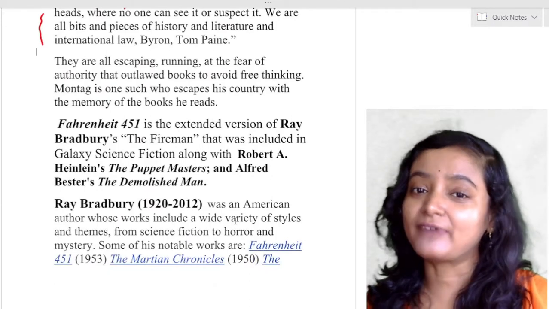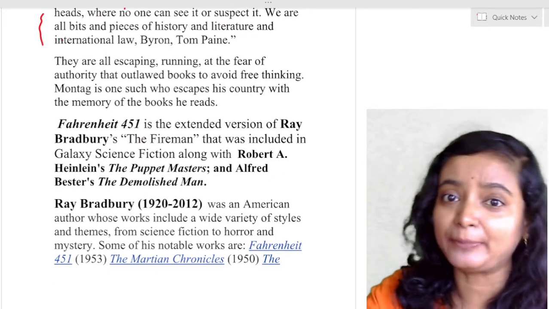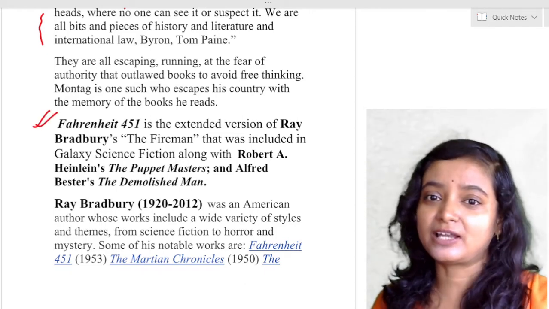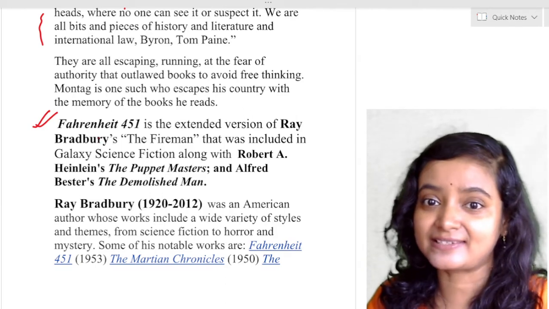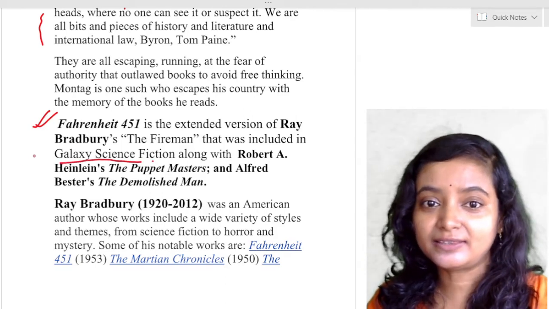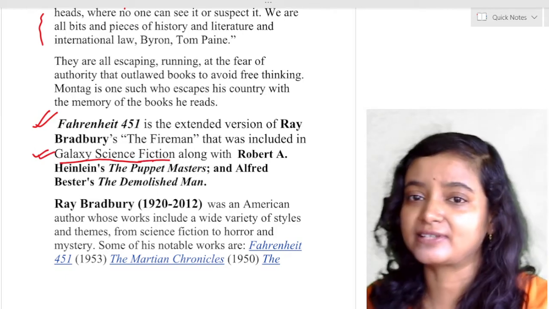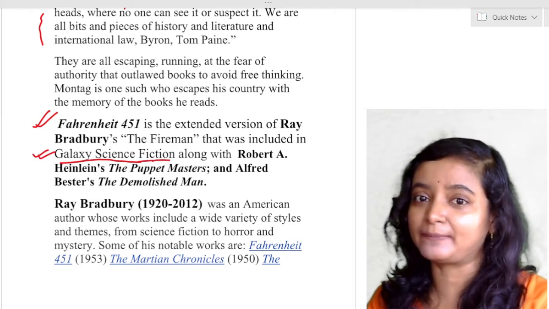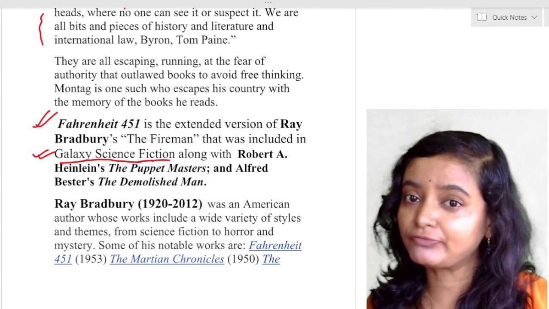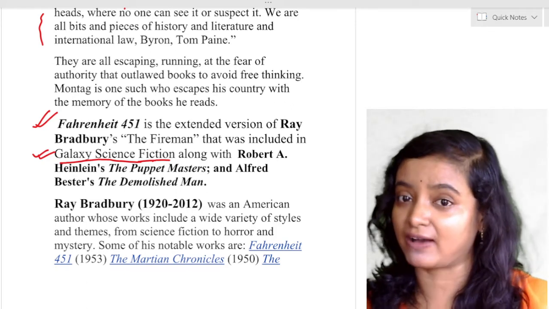Fahrenheit 451 is the extended version of Ray Bradbury's The Fireman. You have to keep it in mind. It is very important that there is a magazine, Galaxy Science Fiction. In this Galaxy Science Fiction, they included many stories, and among them there was a story by Ray Bradbury, The Fireman. And Fahrenheit 451 actually is the extended version of that story, The Fireman.